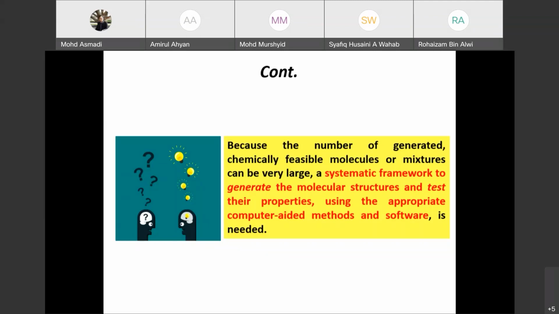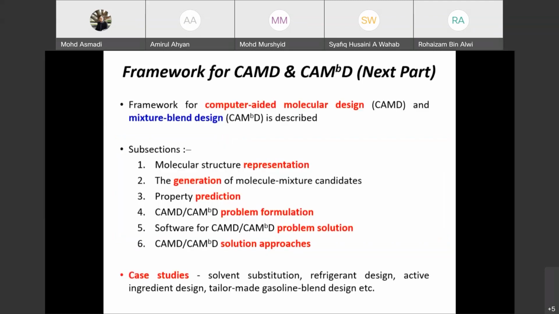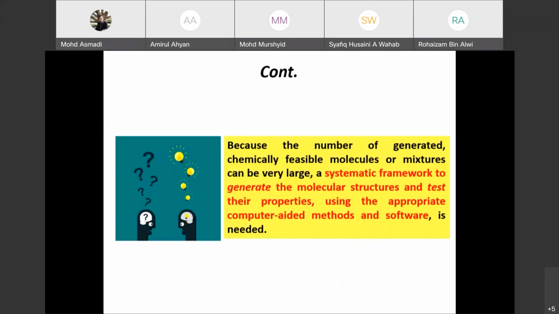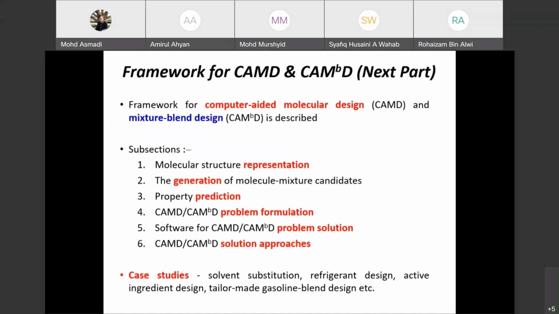The boundaries. Okay. So for the framework, CAMD is for the molecular, while CAMBD is for the blend. Okay, computer-aided molecular design and mixture blend design. Kalau awak tengok kat sini yang biru, kita akan tengok molecular structure representation, generation, prediction, problem formulations, and what is the solution. Later for the case study, I think is by using ICAS software. Okay. How to predict the solvent or the molecules.